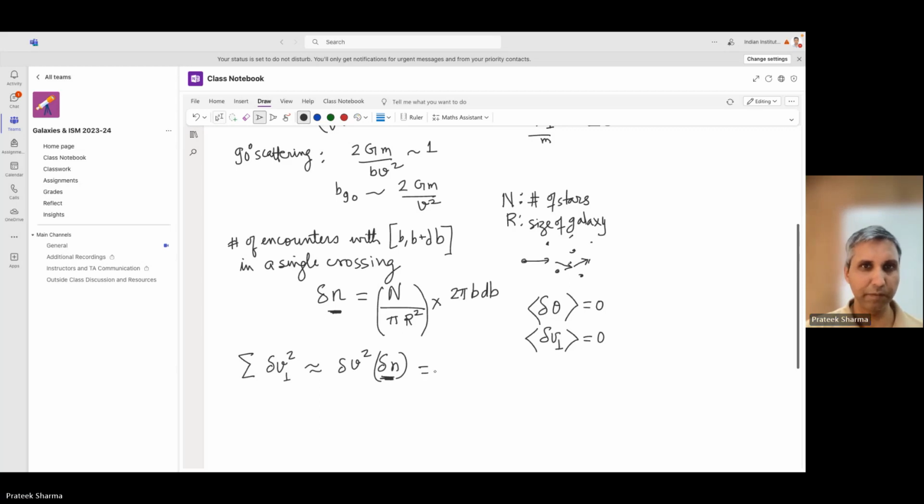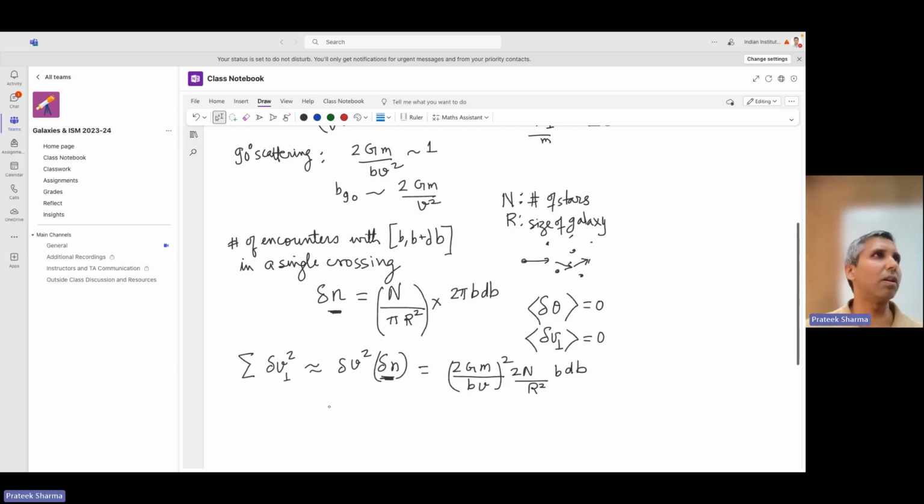So you have delta v perp was twice GM by b, for a given b, b to b plus db. This is your delta v perp squared times twice n by R squared. This is just this guy, right? I'm just canceling this pi times b db. So this is the change in RMS perpendicular velocity in a single crossing.